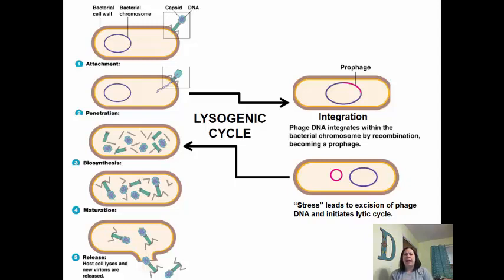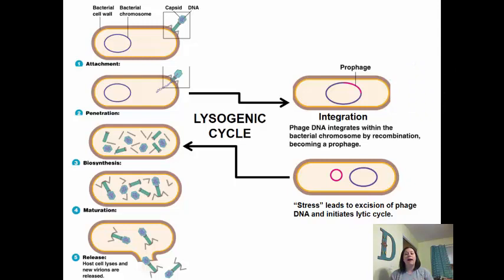So we first see attachment that takes place and then penetration, just like we saw with the lytic cycle. However, after penetration, we see a new step. This step is called integration. So this is where the viral nucleic acid is going to be incorporated or integrated into the host cell's genome, into their chromosomes. All right, this is where it's going to sit dormant.